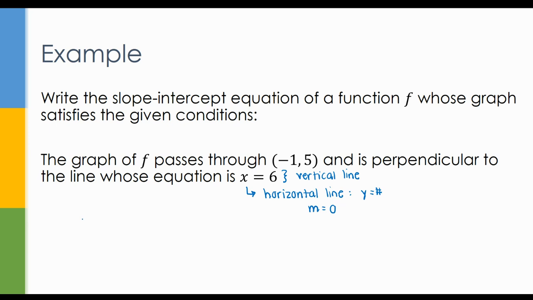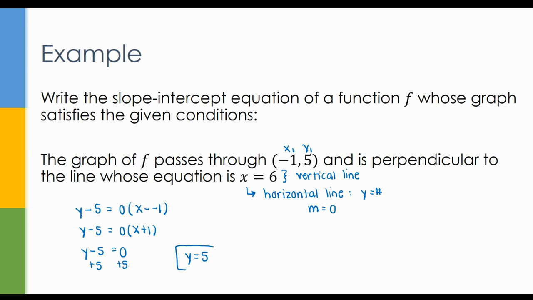So I'm going to use the point-slope form because I have a point and now I have a slope. So I'm going to have y minus 5 equals my slope of 0 times x minus negative 1. Well, y minus 5 equals 0 times the quantity x plus 1. Obviously, if I distribute 0, I'm multiplying the whole thing by 0, and I get 0. So y minus 5 equals 0. Add the 5 over, and notice that y equals 5 is the equation that is perpendicular to the line x equals 6, but also goes through the point negative 1, 5.